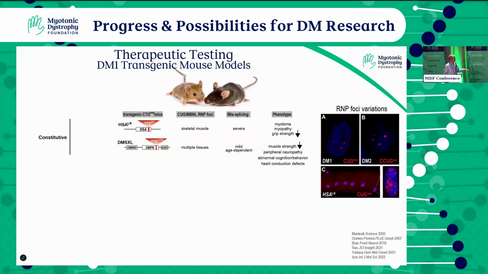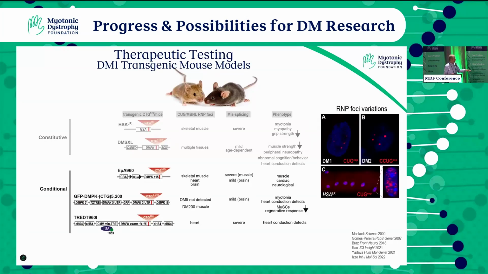And then, of course, the conditional line shown on the left, which includes the EpA960, GFP and DMPK 5 and 200 repeats in the TREDT960I repeat mice. All these have tremendous strengths depending on what question you want to answer and what kind of answers you want to come up with.